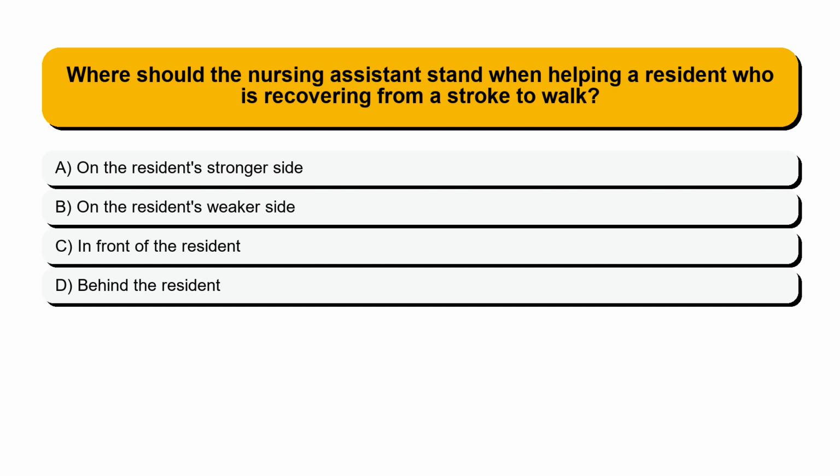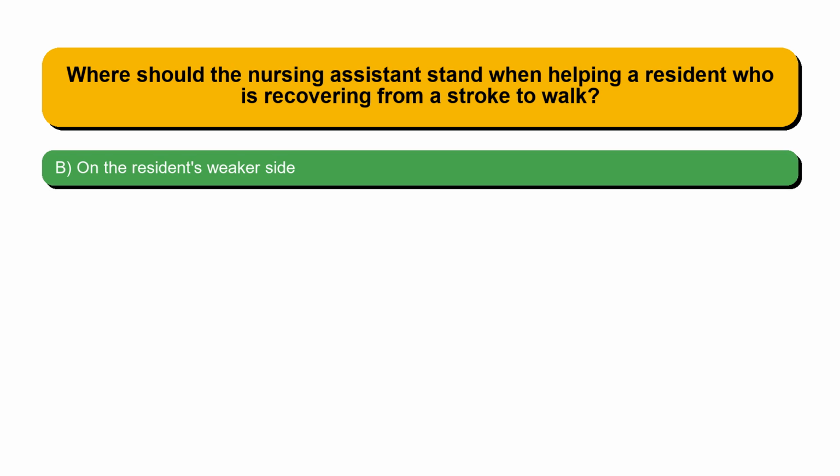Question 10. Where should the nursing assistant stand when helping a resident who is recovering from a stroke to walk? Option A. On the resident's stronger side. Option B. On the resident's weaker side. Option C. In front of the resident. Option D. Behind the resident. The correct answer is Option B.